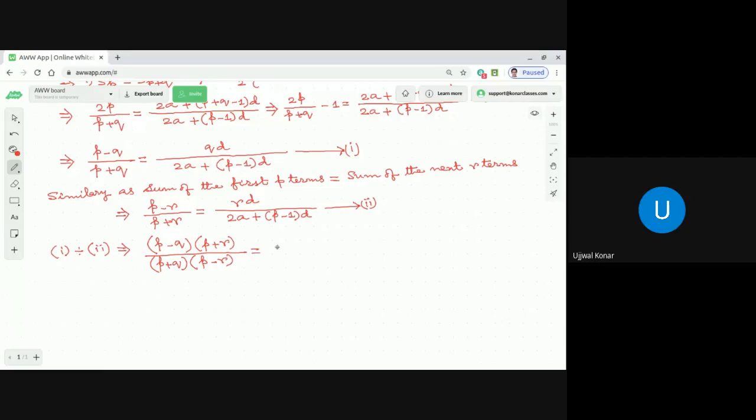That is equal to, we will get Q by R, on the right hand side. Yes. Since D is not equal to 0, because if D is equal to 0, the question doesn't make sense. And 2A plus P minus 1 into D is also not equal to 0, otherwise it will not make sense. Correct, no? Yes. So now let's simplify it. So P minus Q into P plus R by PQ.